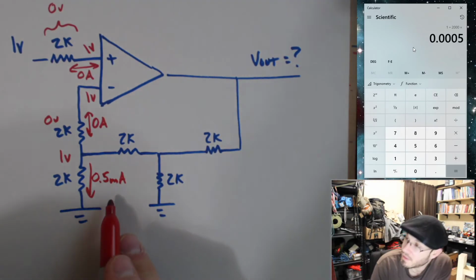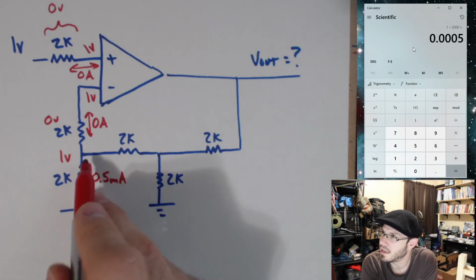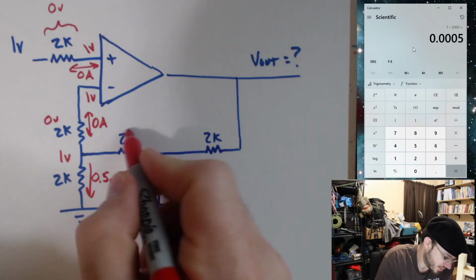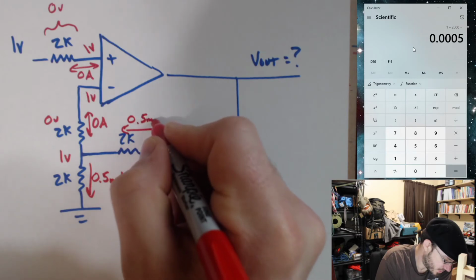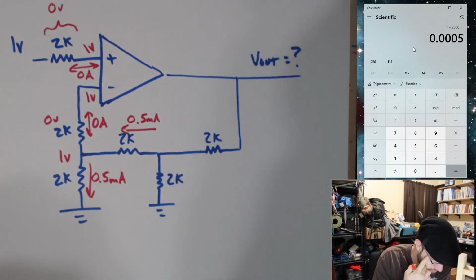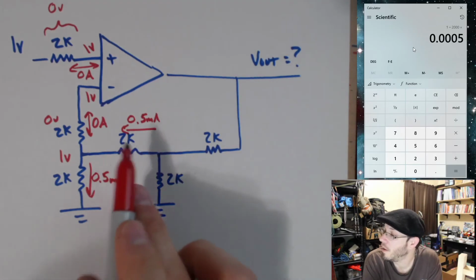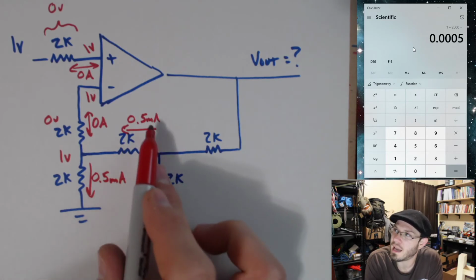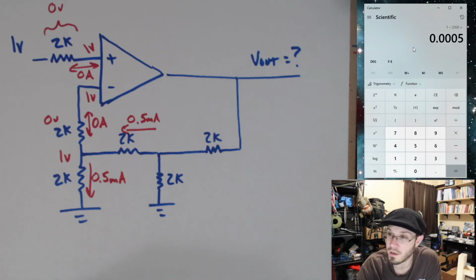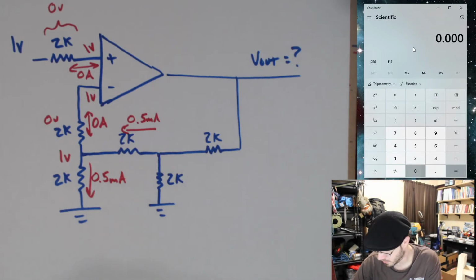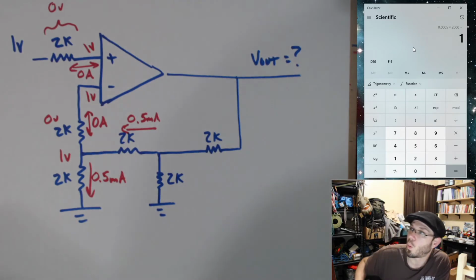Okay, that 0.5 milliamps had to come from somewhere. It did not come from here. Kirchhoff's current law tells us it came from here. Now I need to figure out what my voltage drop is across this 2K. I have 0.5 milliamps times 2K. I think that's going to be 1 volt, but just to double check. One volt.